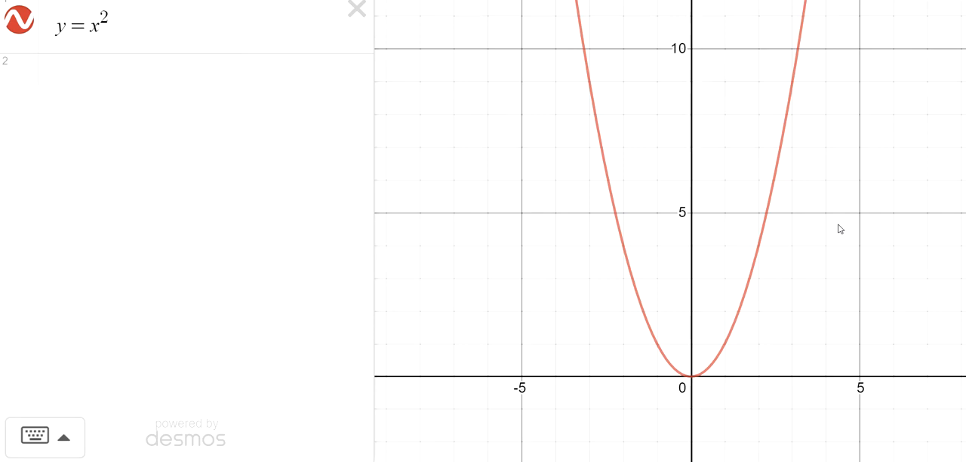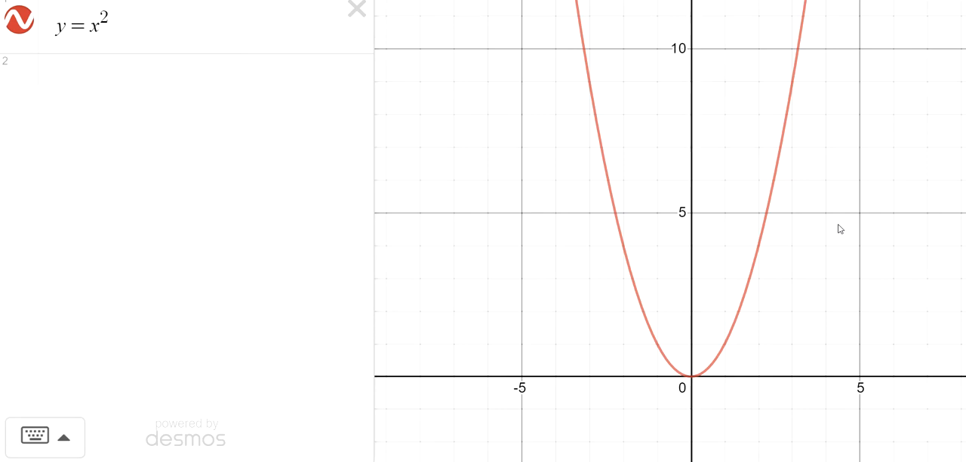It doesn't what? Doesn't cut the x-axis, are you sure? Where is the x-axis? You mean it doesn't intersect? Oh, but does it touch the x-axis? Yes, it touches the x-axis over here. Anything else? It is symmetrical. What is the line of symmetry? Y-axis, good.